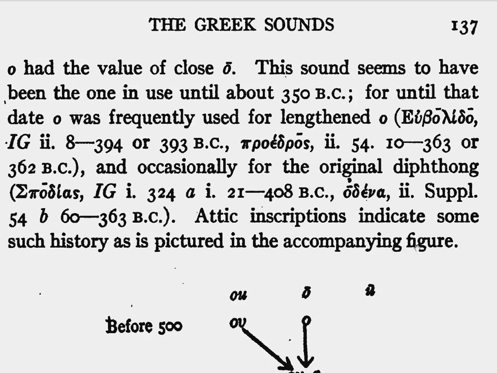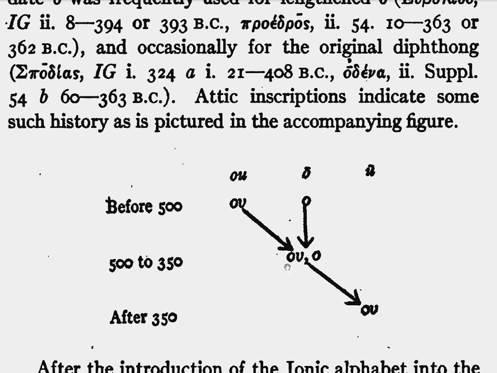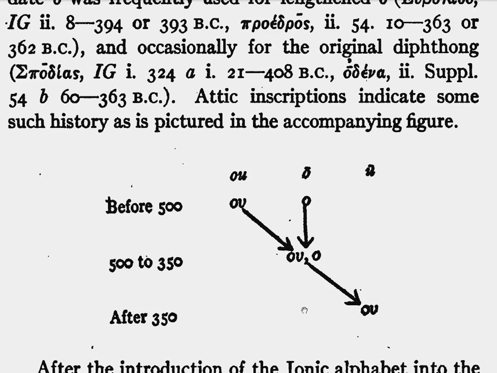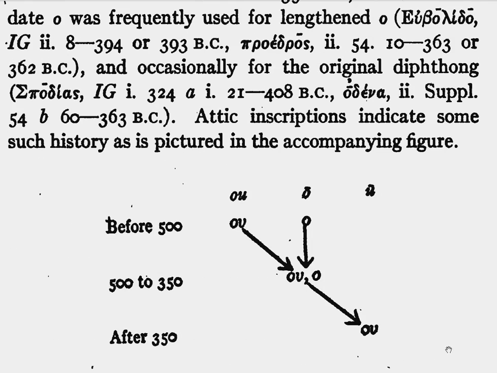So Attic inscriptions indicate some such history as is pictured in the accompanying figure. So we have O becoming O and O, around about the same, and then after 350, O. And that's where we're going to stop this discussion, because after this point the vowels change away from the time period that we're interested in.